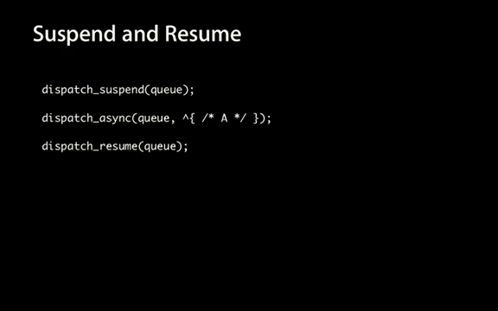But if you suspend your queue and then submit a block to it, that block's not going to run until resume is called. And since this is linear with respect to the caller, the suspend happens first, and then the dispatch async. You can actually know with certainty in this example that the block will not run until the queue is resumed.